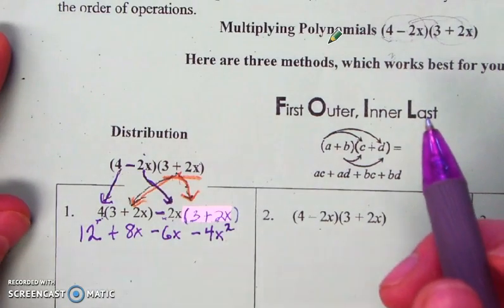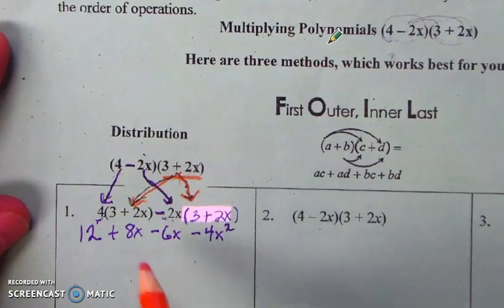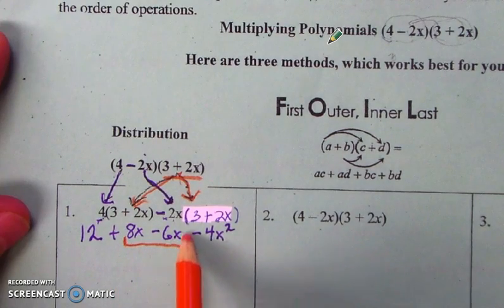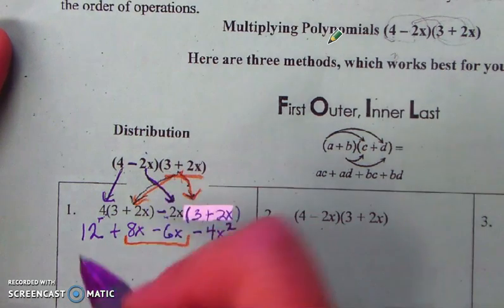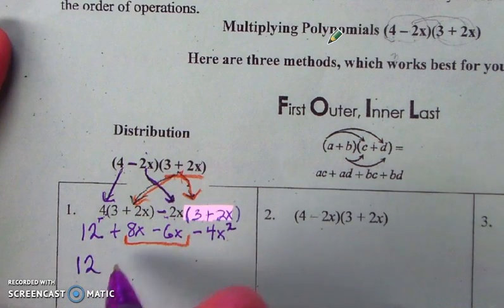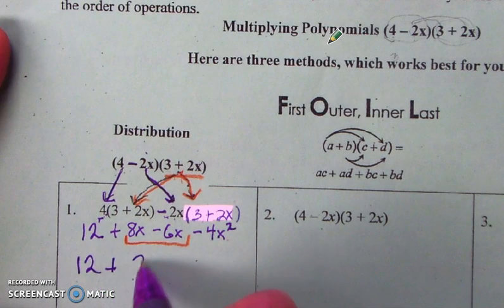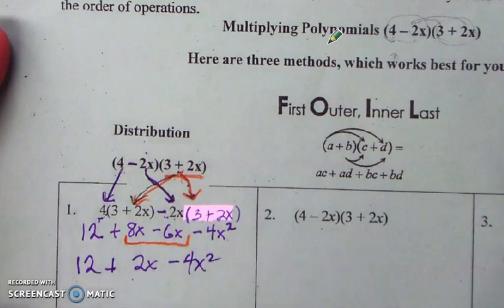Okay? Now I'm looking for my like terms. I'm going to combine my like terms. That would be those two numbers right there. So my next line down, I'm going to bring the 12 down. I'm going to combine these two, and what do I get? 8x minus 6x. What do I have? Plus 2x minus 4x squared.